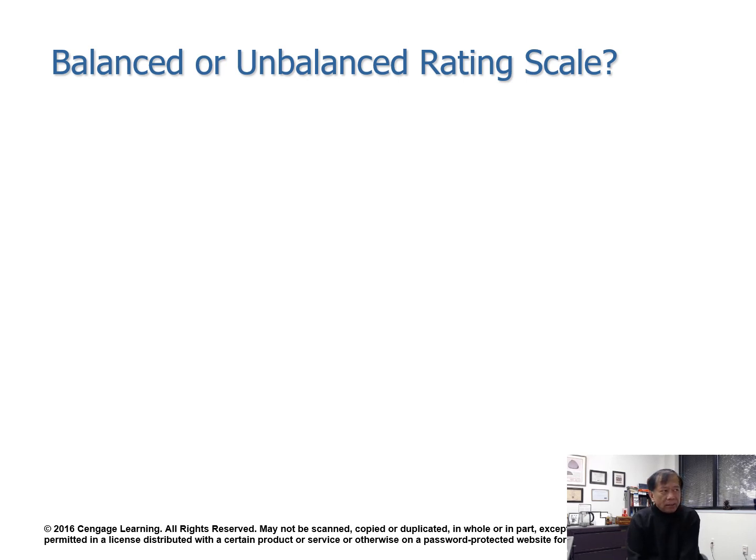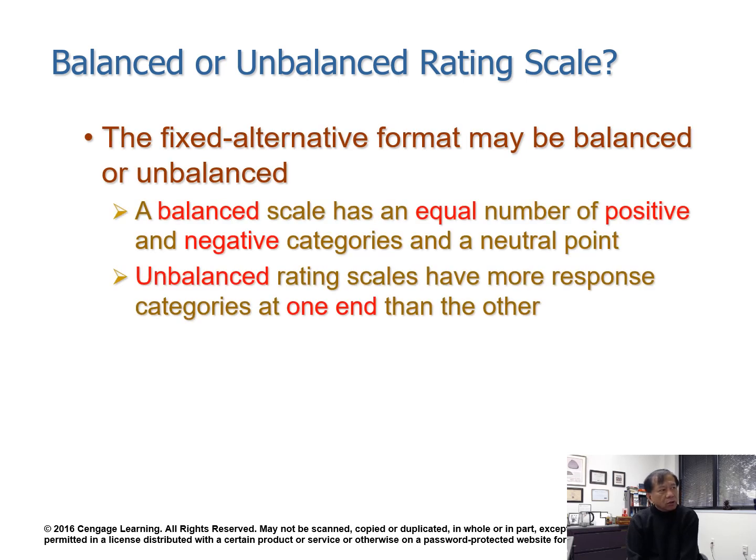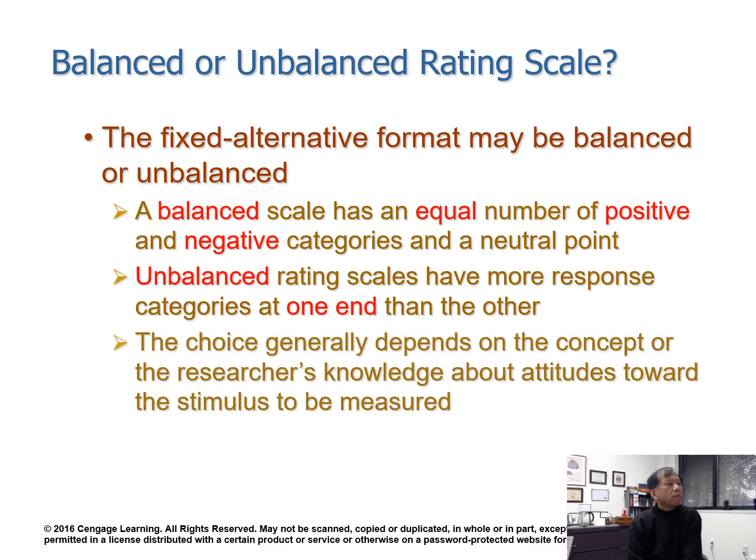You can use balanced or unbalanced rating scales. The fixed alternative format may be balanced or unbalanced. A balanced scale has an equal number of positive and negative categories and a neutral point. That's balanced. Okay? An unbalanced scale, because we can use unbalanced scales, has more response categories at one end than the other. Could be the positive end or could be the negative end. Okay? The choice generally depends on the concept or the researcher's knowledge about the attitude toward the stimulus to be measured, depending on your need, basically.